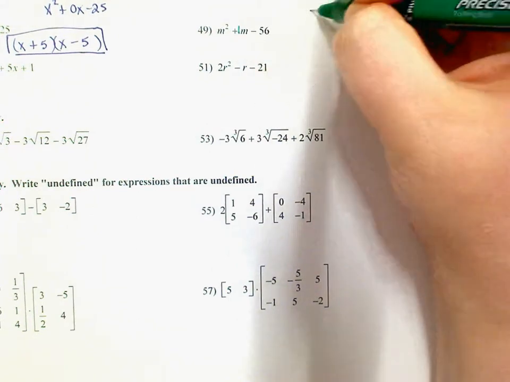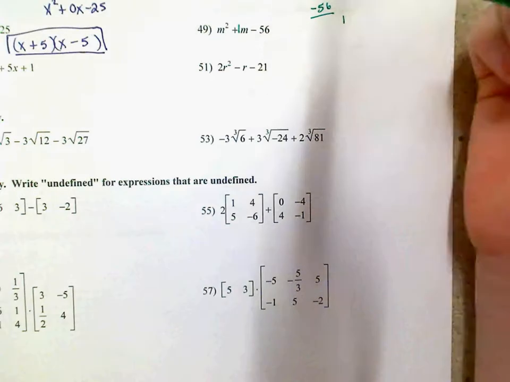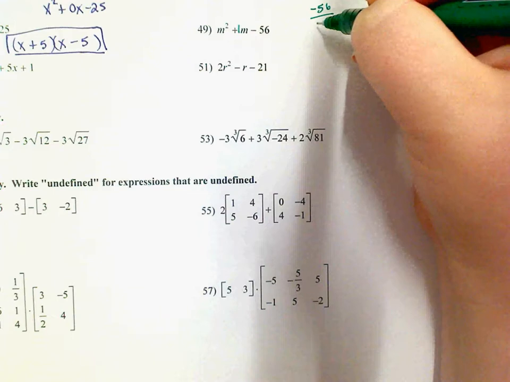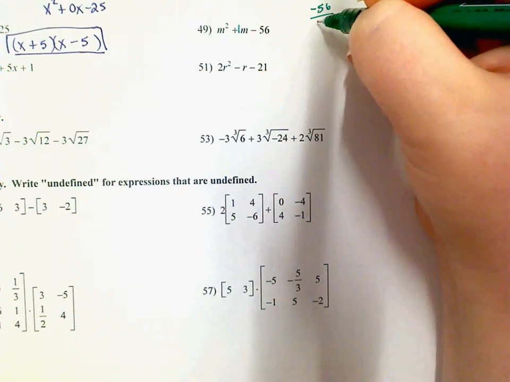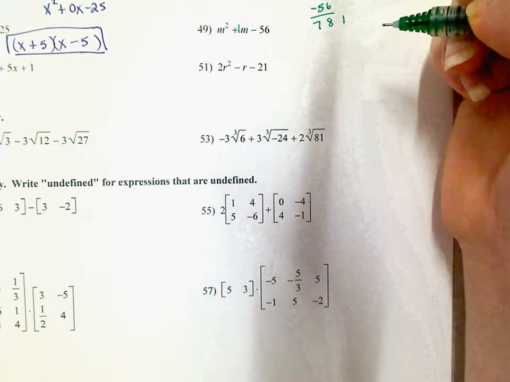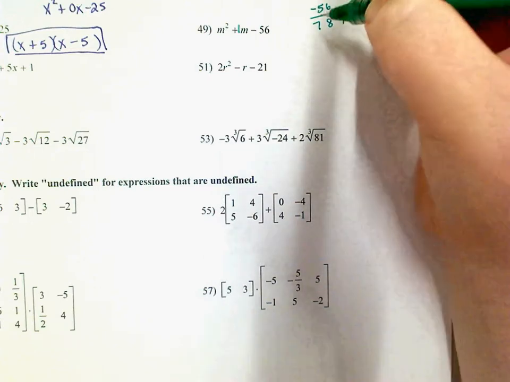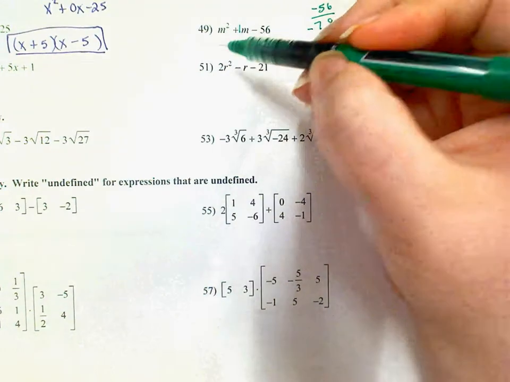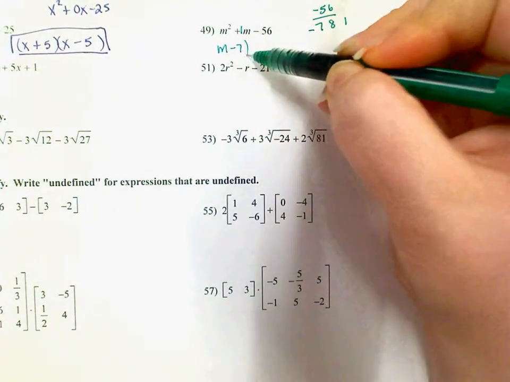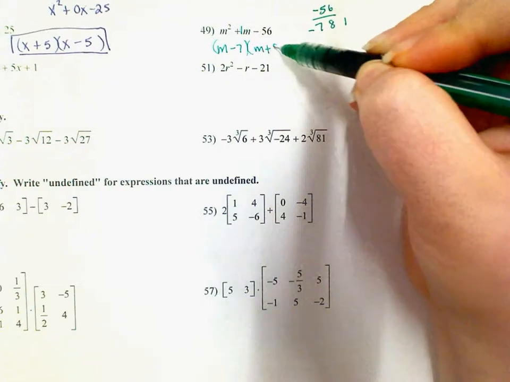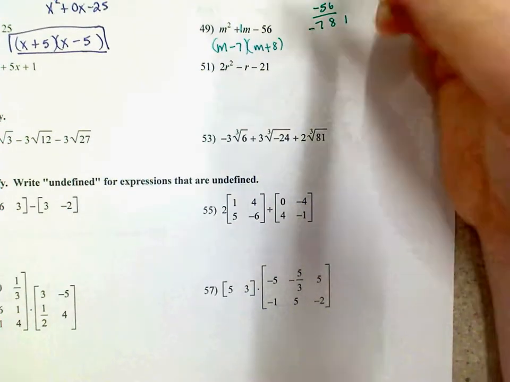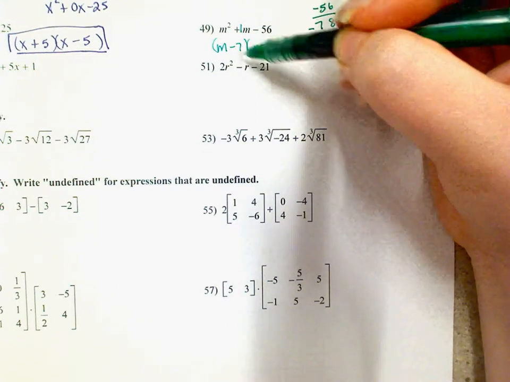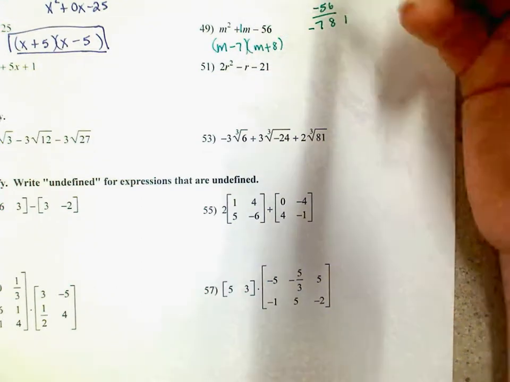On 49, this is a 1 as well. So we're trying to find the factors of negative 56 that add up to positive 1. You can go through all the factors if you want to, but they are 7 and 8. They multiply to give me 56, and I need a negative 56, which means one of them needs to be negative, but I need a positive 1 when I add. So a negative 7 would be good. Then we've got m minus 7 and m plus 8. And remember that you can always check these and redistribute them back out: m squared plus 8m minus 7m minus 56, and see if you get the same thing, and you do.